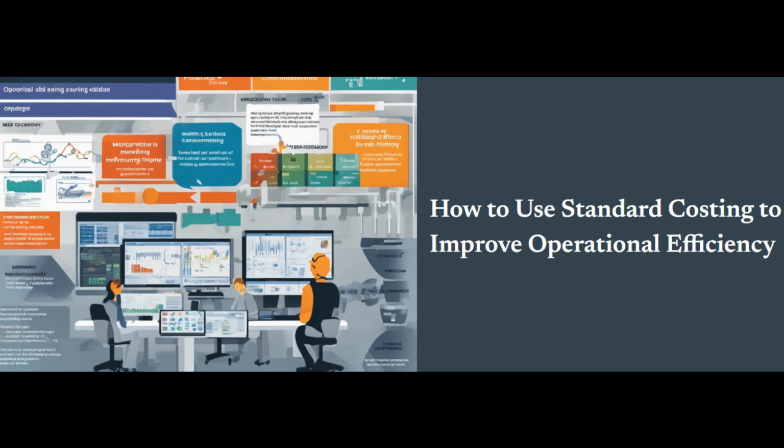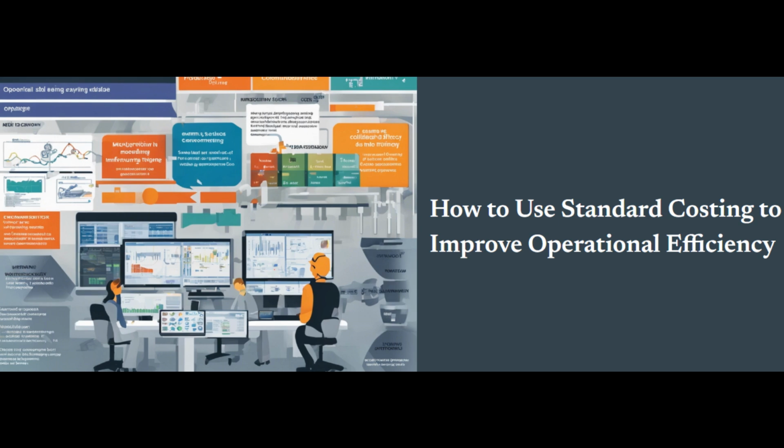Material quantity variance, the difference between the standard quantity of materials expected to be used and the actual quantity used. Labor rate variance, the difference between the standard labor rate and the actual rate paid. Labor efficiency variance, the difference between the standard hours expected and the actual hours worked. Overhead variance, the difference between estimated overhead costs and actual overhead costs. By closely monitoring these variances, managers can gain valuable insights into the root causes of operational inefficiencies.